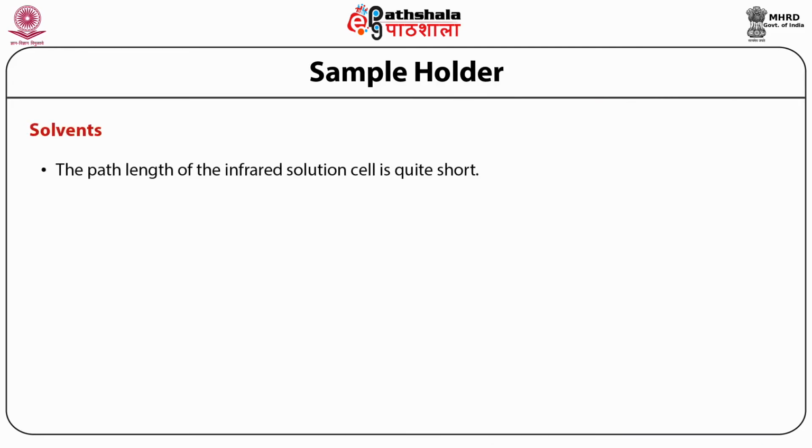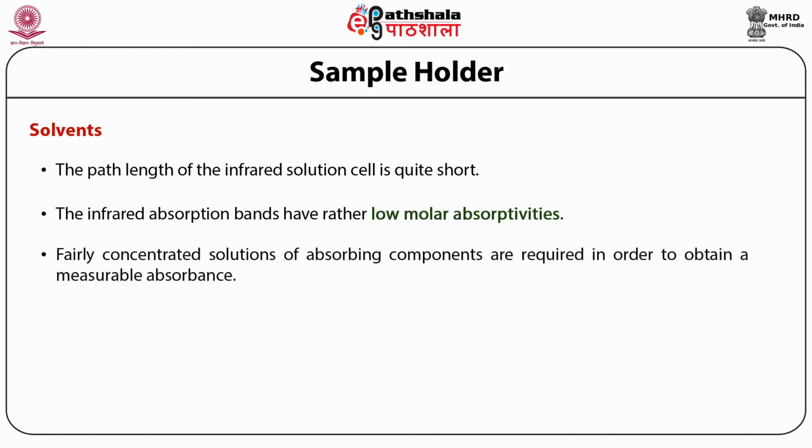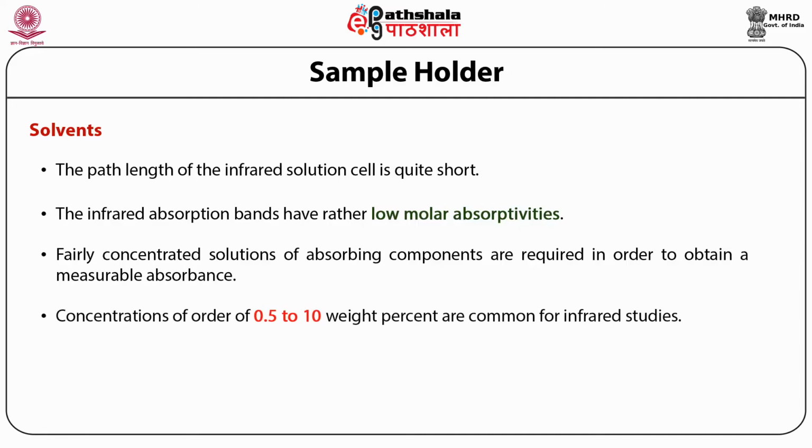The path length of the infrared cell is quite short, and the infrared absorption bands have rather low molar absorptivity. Therefore, fairly concentrated solutions of the absorbing components are required in order to obtain a measurable absorbance. Concentrations of the order of 0.5 to 10 weight percent are common for infrared studies. Quantitative accuracy in the infrared region is rather poor.